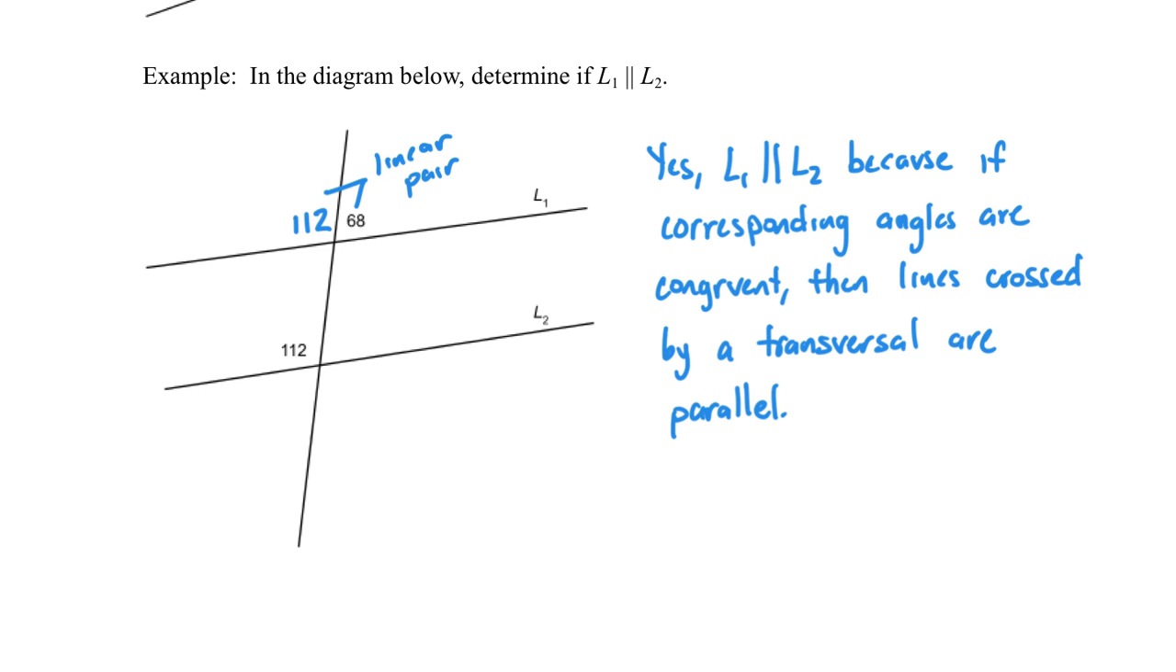Simple. Now, if you had determined that this was like 110 degrees, then you would have said no. Corresponding angles are not congruent, so the lines are not parallel. So, got some practice problems to work on this, and then an exit ticket, and that's it. Pretty quick and simple.